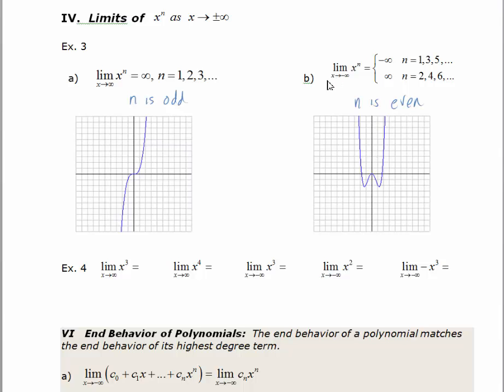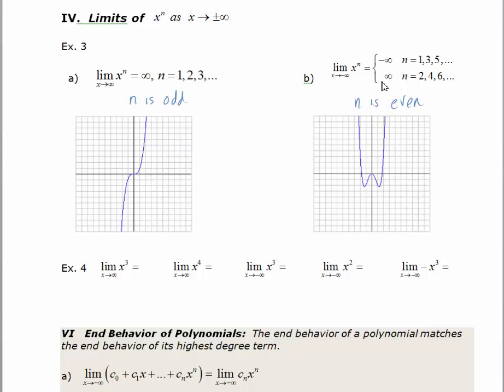As x grows to infinity, when n is even, so as x gets really, really big, y, or the function value, is getting really, really large also. So for both cases, when n is odd and when n is even, as x goes to positive infinity, your y values are growing without bound.